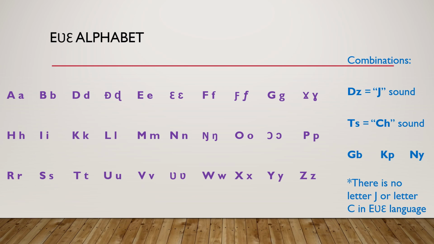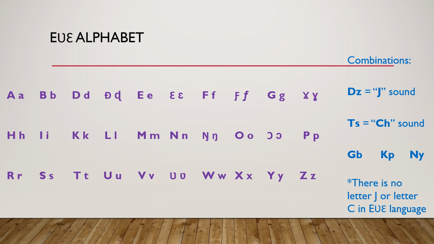The next combination is TS, which is the ch sound. It makes a th sound like the letter tzadi in the modern Hebrew script, and it also makes the ch sound. So you have ch or you have th.